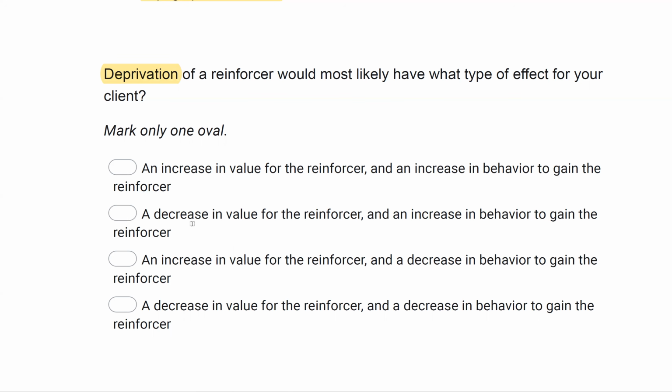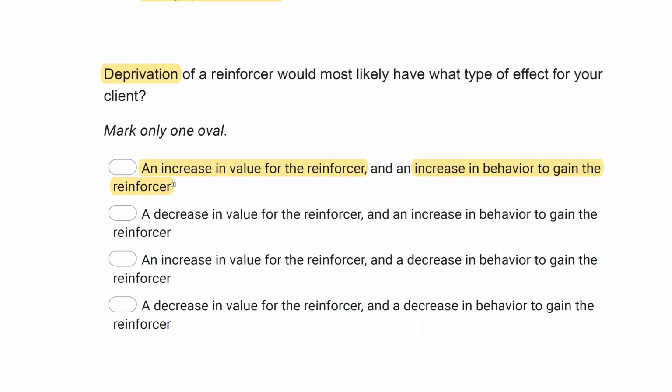B, a decrease in value for the reinforcer. We know the deprivation isn't going to decrease the value, right? Because we're not getting enough of it. C, an increase in value for the reinforcer. Okay. And a decrease in behavior to gain the reinforcer. Well, if the value of the reinforcer goes up, it's much more likely that you're going to increase whatever behaviors gain access to that reinforcer. And then D, a decrease in value. Well, we know it's not decreasing the value. Deprivation will likely increase the value of the reinforcer and then increase the behavior, usually that gains that reinforcer.